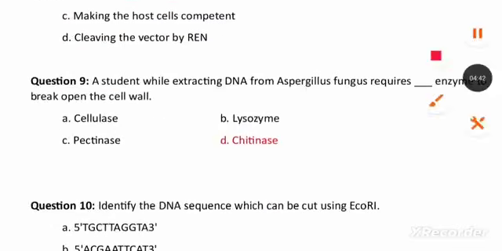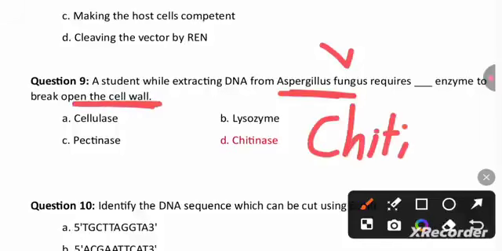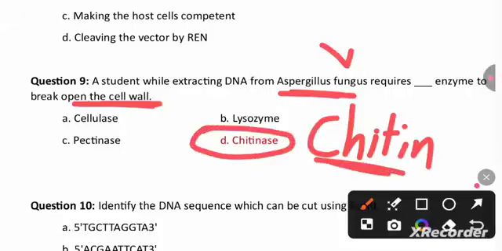A student is extracting DNA from Aspergillus fungus. He or she requires one enzyme to break the cell wall of the fungi, because the cell wall of the fungi is made up of a polysaccharide called chitin. So to break chitin, we need the enzyme chitinase.